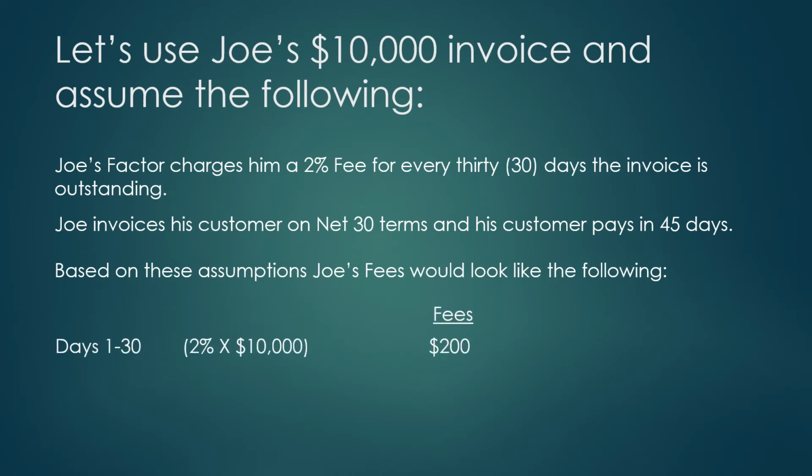Days 1 through 30, he paid 2% on that $10,000, or a fee of $200. Days 31 to 60, he'd pay another 2% on that $10,000, or $200. So his total fees for that entire cycle would be $400.